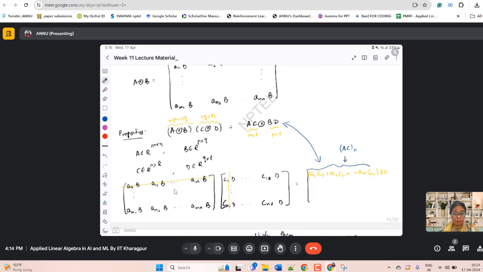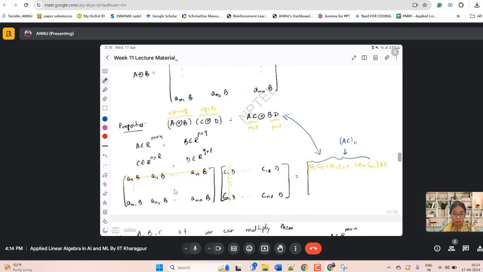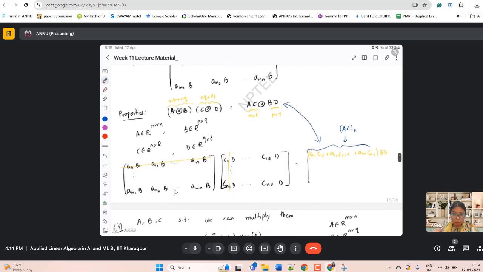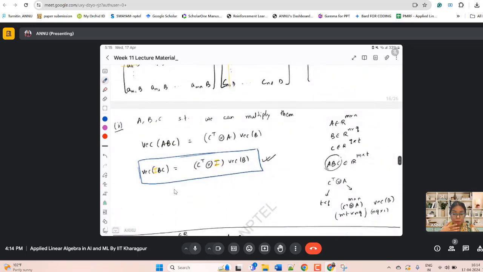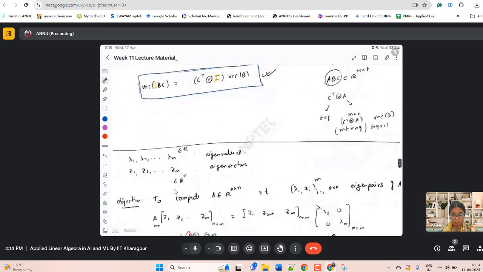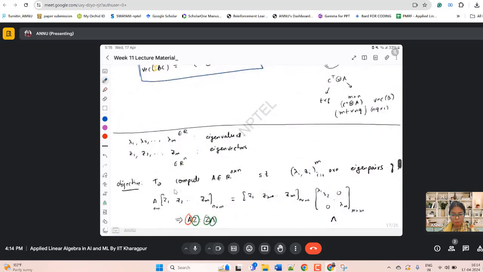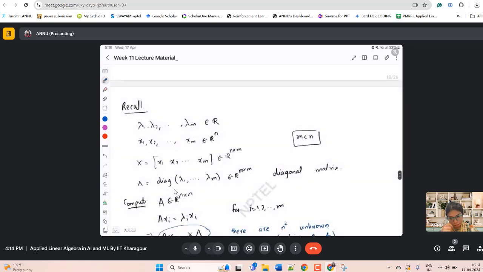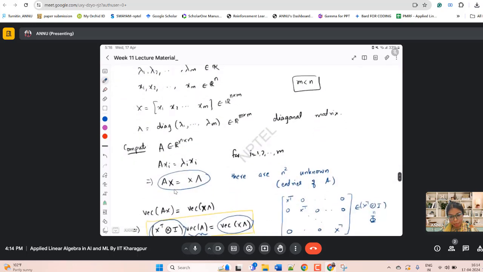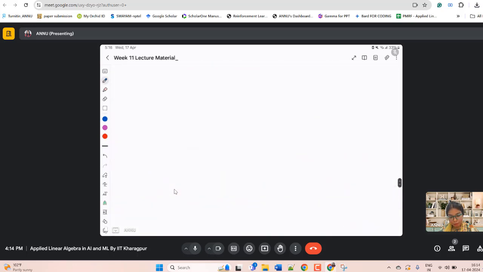If properties are there, A Kronecker product with B, and C Kronecker product with D. You can have the multiplication and then the sum. One of the main properties of the Kronecker product is that vec of ABC equals C transpose Kronecker A, times vec of B. So you have a set of values, and using the Kronecker product you can actually predict. That is one of the things. So Ax equals lambda x, and this was the formula.